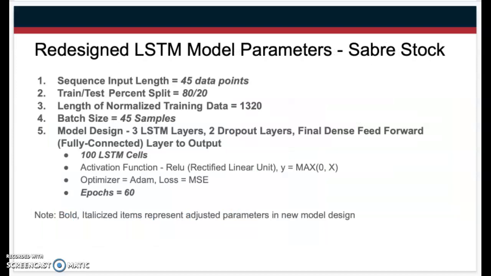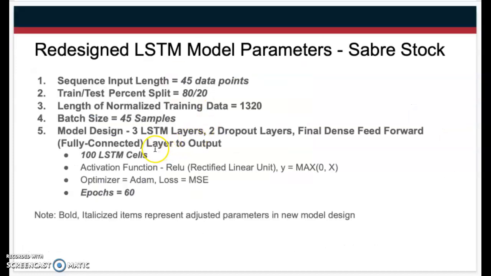So to redesign the model, my goal was I don't want to predict future values using such long input lengths because Sabre stock in particular was very volatile. It's up, down. And so what I wanted to do was decrease the length of input, so I made it 45 days, but I wanted to increase the batch size, so more samples of data with less length, so 45 samples of data. And I wanted to give more percent to testing and less to training, so 80-20 split versus a 90-10.